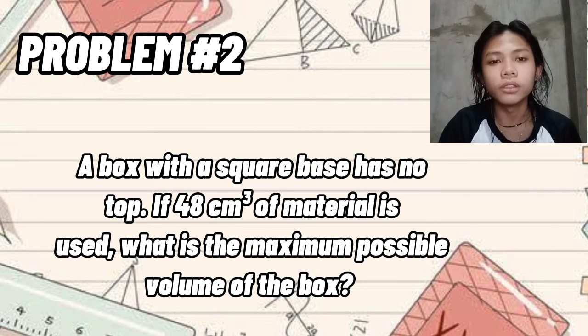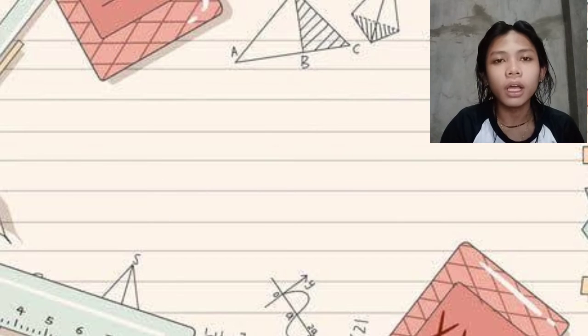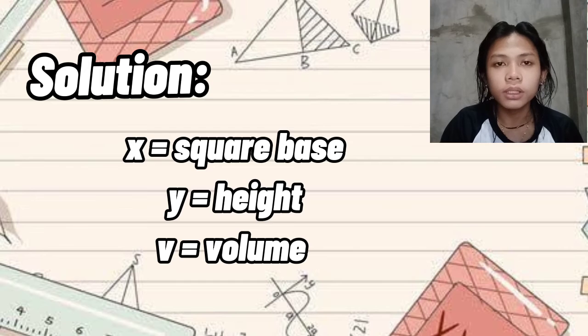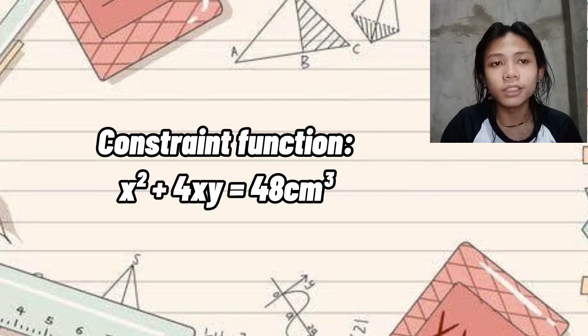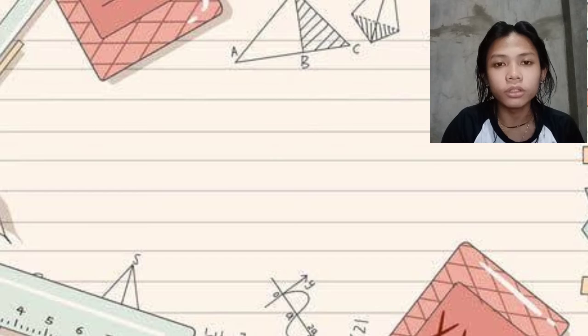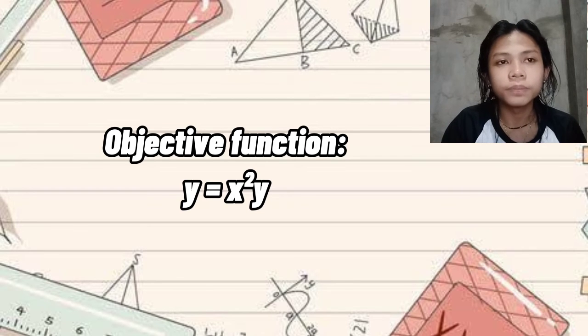A box with a square base has no top. If 48 cm squared of material is used, what is the maximum possible volume of the box? Our solution: x is for the square base, y is for the height, and v is for the volume. And our constraint function is x squared plus 4xy equals 48 cm squared. And our objective function is v equals x squared times y.